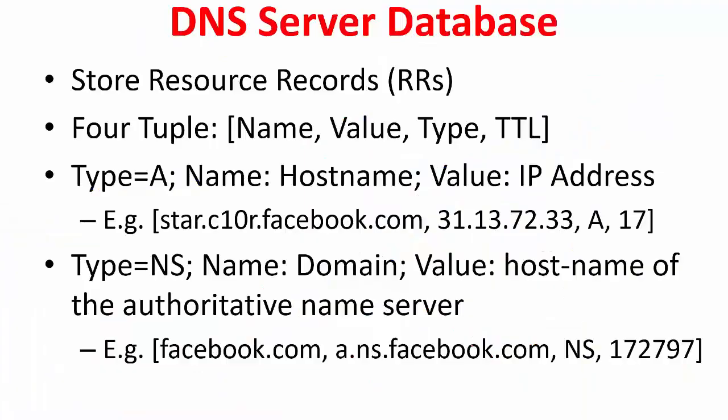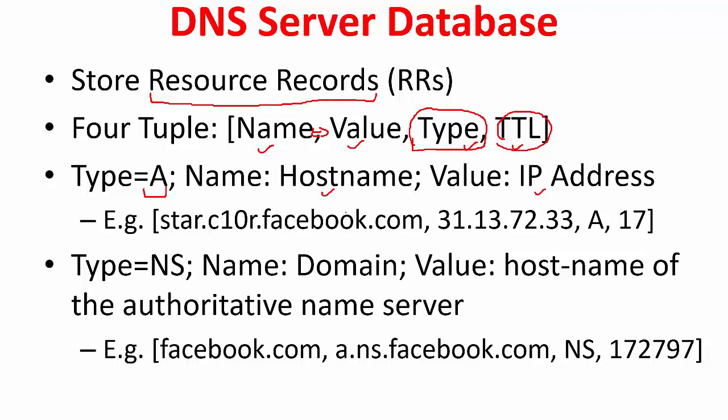So here are some more details. All these DNS servers, be it top level, authoritative, or root, store something called resource records. RRs, these are called. This resource record is made up of 4 values: name, value, type, and time to live. As I mentioned, this is the expiry date associated with this record. Now, depending upon what the type is, the relation between name and value will change. For example, if the type is A, that means the name will be a host name and the value will be an IP address.